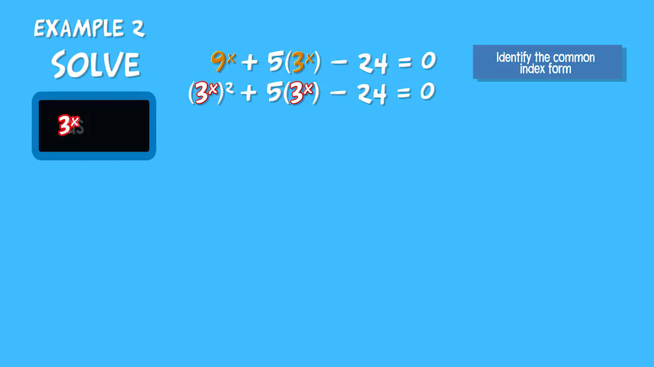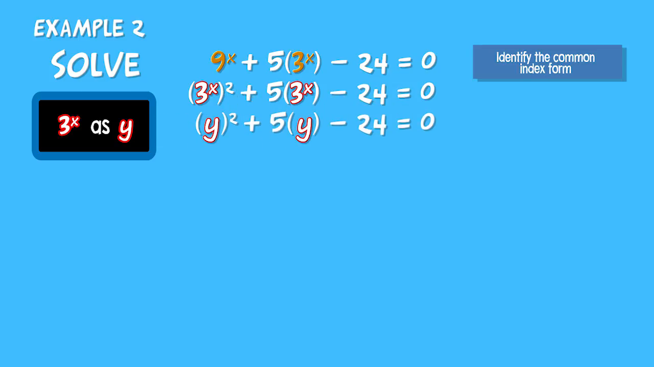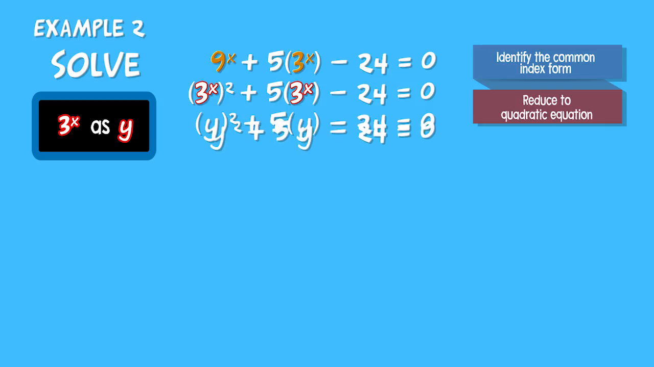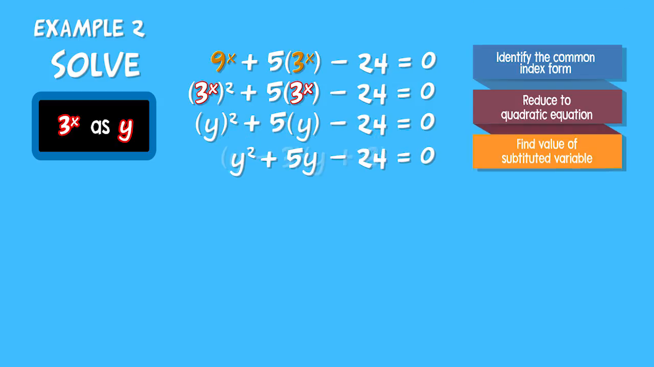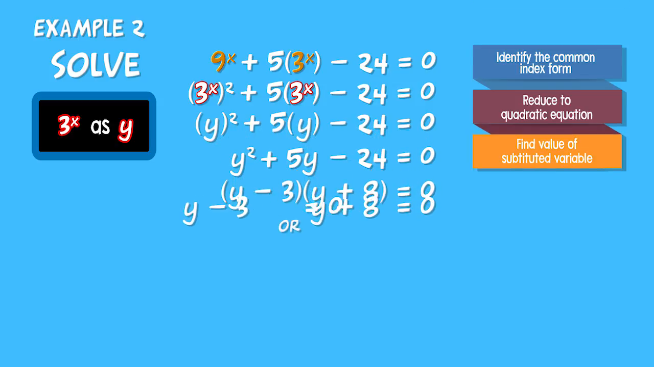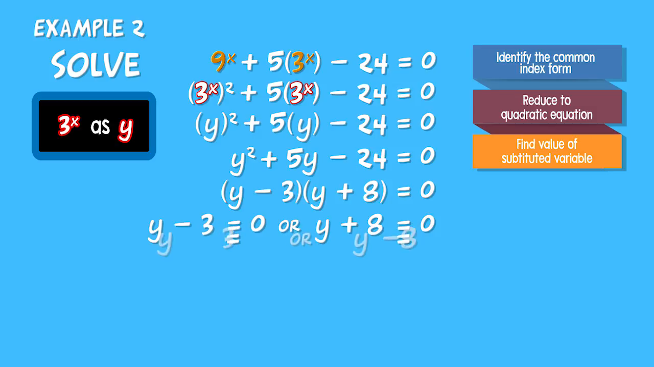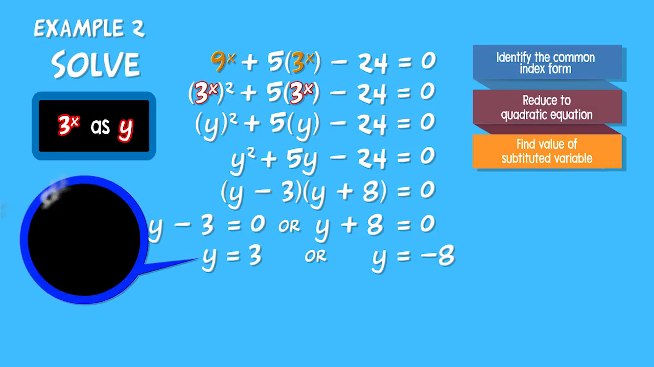Like before, we substitute the common index form 3 to the power of x as y. Again, we reduced it to a quadratic equation. Next, we proceed to solve for y to get y equals 3 or negative 8. Once again, we still need to solve for x.